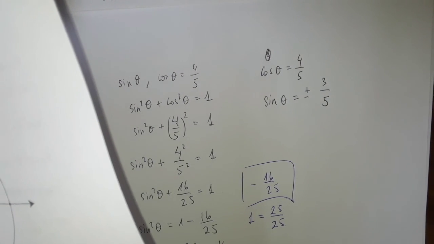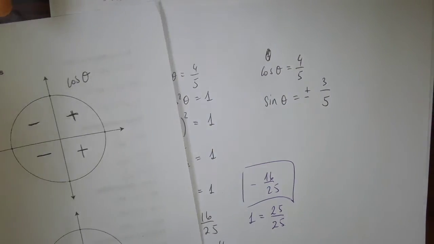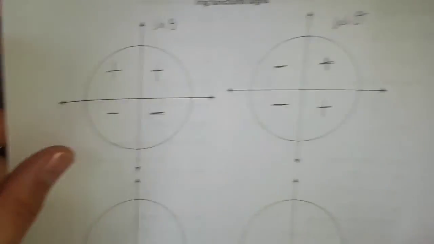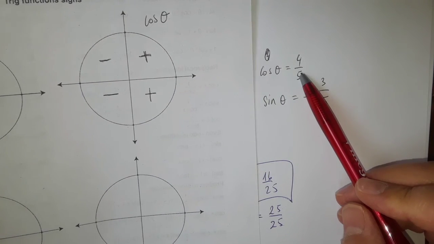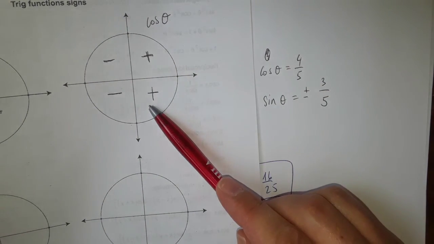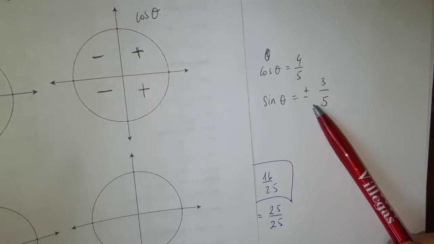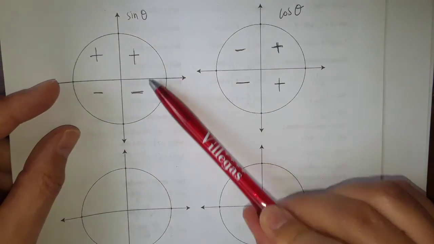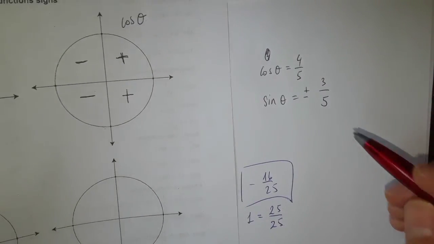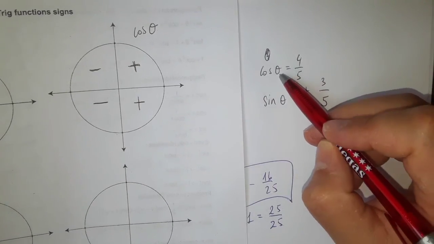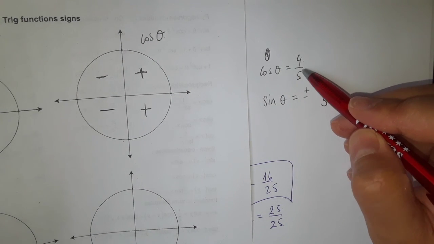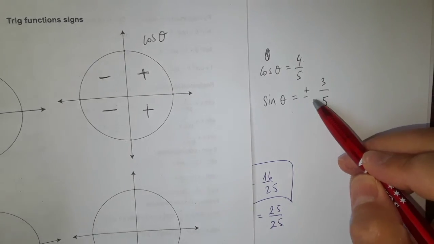Now then, what we have here is that the cosine is positive. If the cosine is positive, that means that the solution must either be in here or in here. While the sine here, it says it can be negative, so it's here or here. So which angles have a cosine that is 4 over 5 and a sine that can be positive or negative?